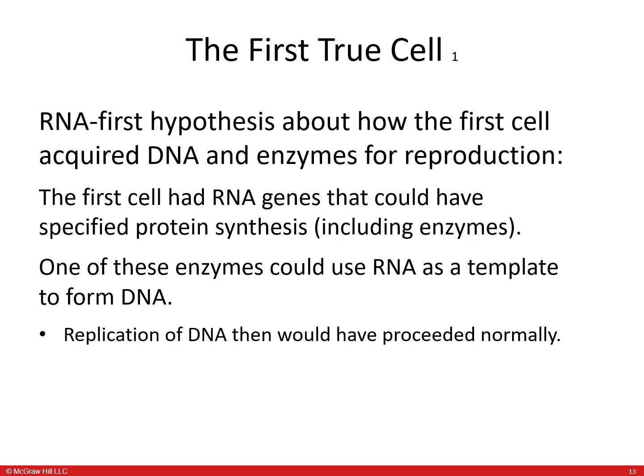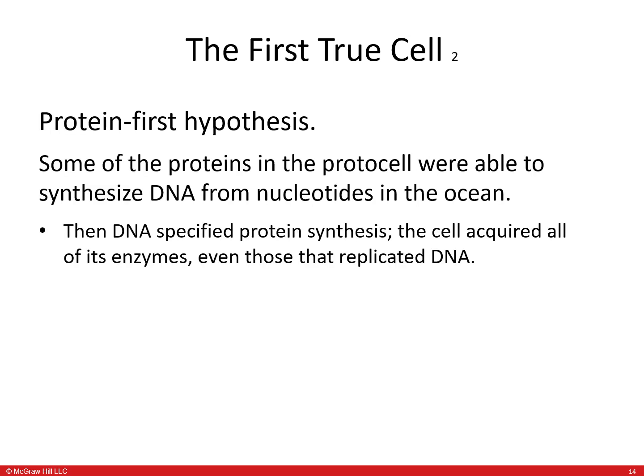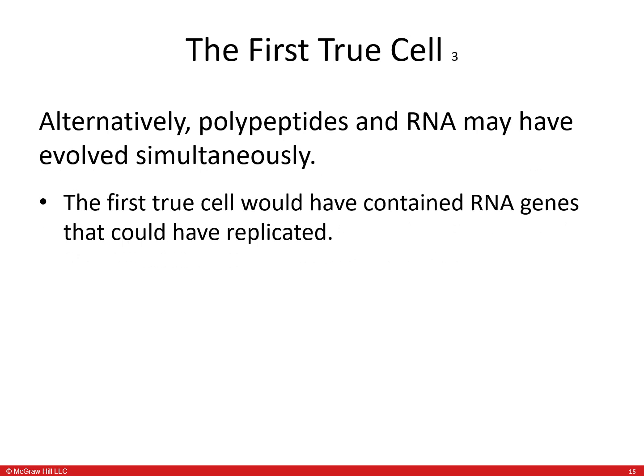About how the first cell acquired DNA and enzymes for reproduction. The first cell had RNA genes that could have specified protein synthesis, including enzymes. One of these enzymes could use RNA as a template to form DNA. So replication of DNA would have proceeded normally. Hypothesis: some of the proteins in the first cells were able to synthesize DNA from nucleotides in the ocean. Then DNA specified protein synthesis. The cells acquired all the enzymes, even those that replicated DNA. What may have happened is that polypeptides and RNA evolved at the same time. So the first cells would have contained RNA genes that replicated.